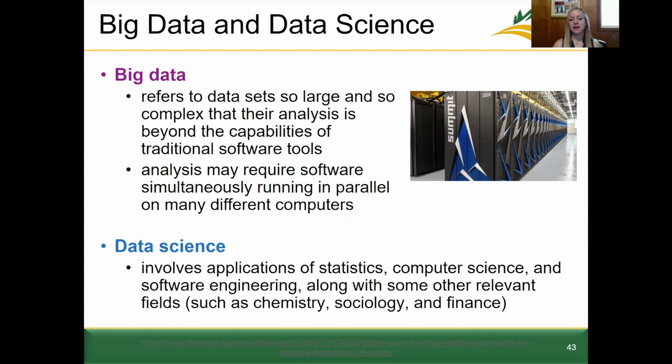Okay, so we also have data science that you may have heard of. This involves applications of statistics, computer science, and software engineering, along with some other relevant fields. For example, I have a colleague who considers himself a chemist and a data scientist. He'll look at large amounts of data, chemistry-related data, and make inferences about that. So he's sort of a data scientist, statistician, and a chemist.